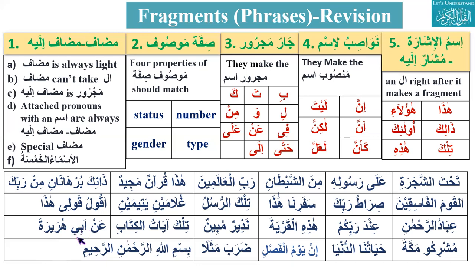Because 'an' is a harf jar, and a harf jar makes the noun majroor. Very good. Everybody please focus. So what does it do? It makes Abi majroor. So what will it be if I say 'an Abu Huraira'? To make it majroor, and you're saying it Abu, that is marfu form, right?